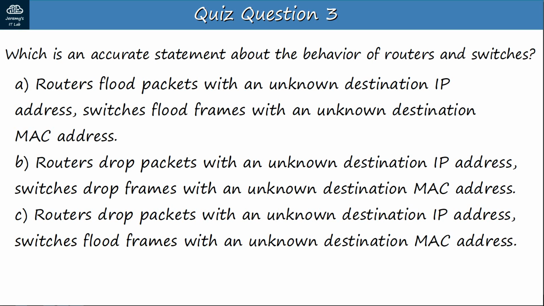The answer is C. Routers drop packets with an unknown destination IP address, but switches flood frames with an unknown destination MAC address. However, you can configure a gateway of last resort on a router, which tells the router where to forward packets that don't match any other address in the routing table. Let's go to question 4.